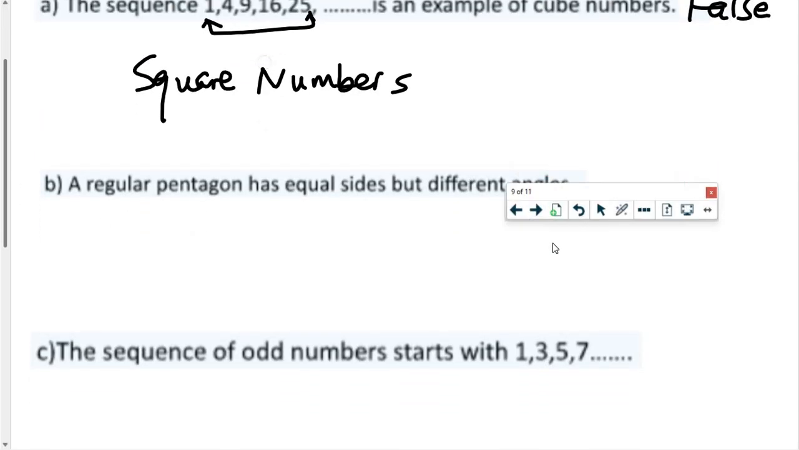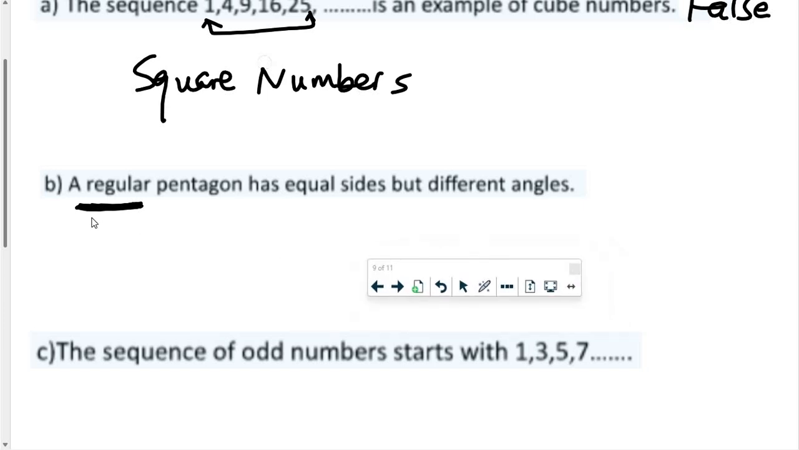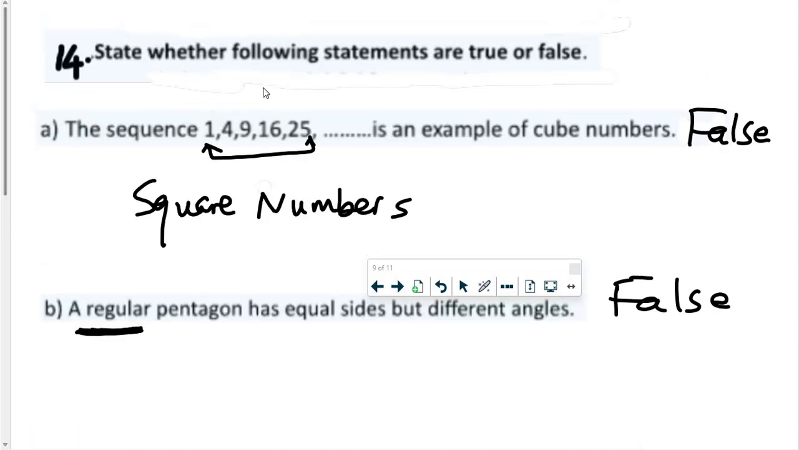A regular pentagon: anything regular means it has equal sides and equal angles. So any shape which is regular means equal sides, equal angles. So when they say a regular pentagon has equal sides but different angles, that sentence is also false. Because the question says, state whether the following statements are true or false.